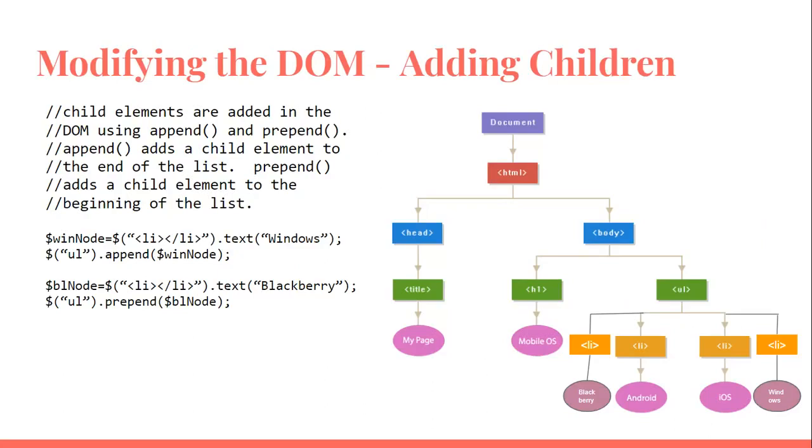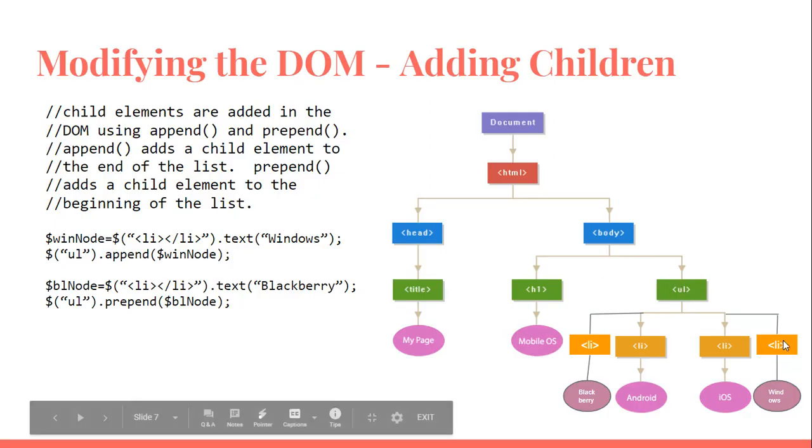Now, when we modify the DOM, one of the ways that we can do it is by adding children of an element. To add children, we use append and prepend. So if I go in and I create a new node, which is an li node and has text Windows, and I go to the only UL tag that we have and I append that node, appending adds a child element to the end of the list. So you'll see over here under UL, we get a new li with Windows at the end. It becomes the last child.